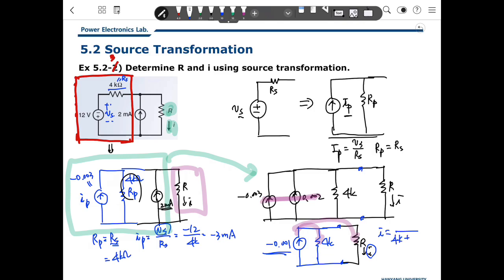4 kilo plus R M. This is 4 kilo, and that current is minus 0.001. So that means 4,000 plus R and minus 4. That will be I. That is a result. So based on here, we can get the relationship between the R and I in this way.